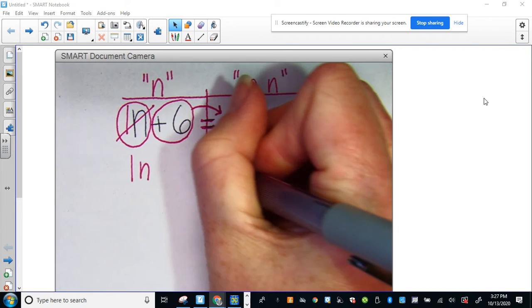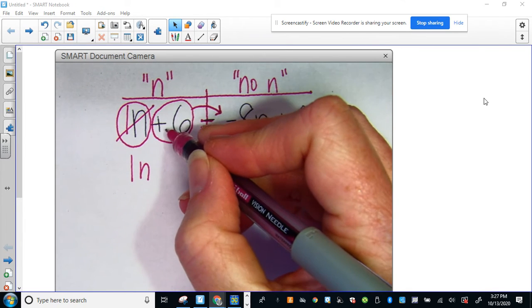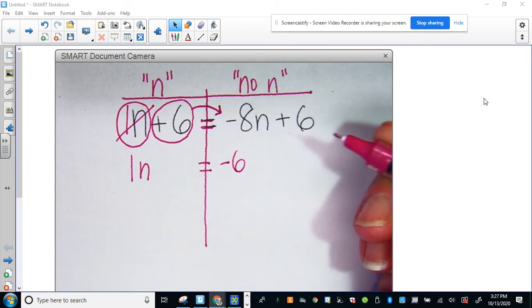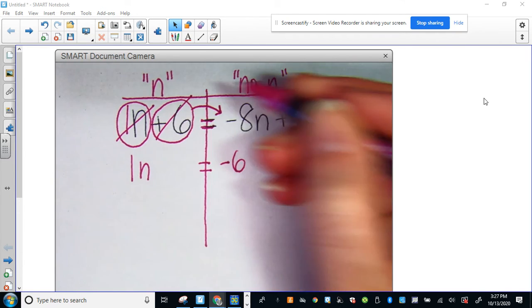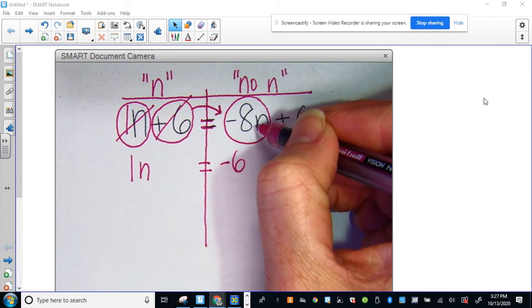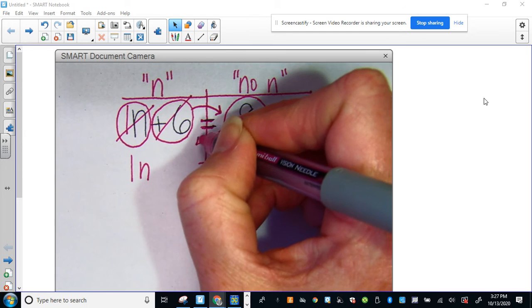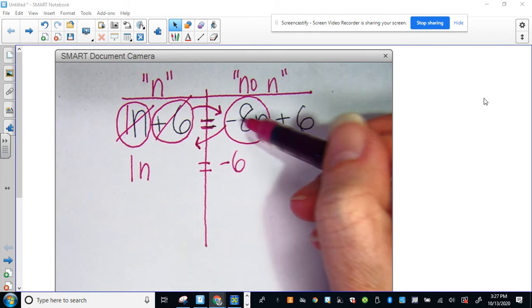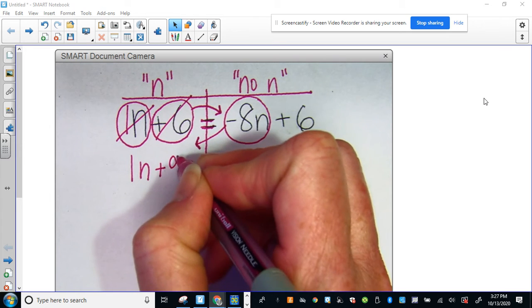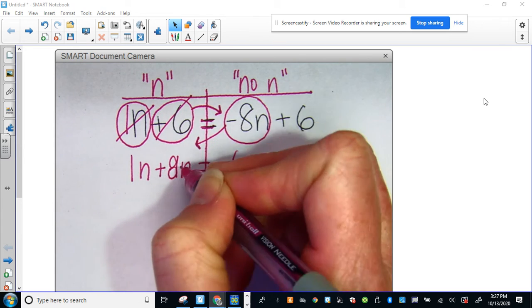When it travels to the other side of the line, it becomes the opposite. So here it was a plus 6. So over here now it's going to become a minus 6. Now we have a negative 8n. It has an n, so it has to go to the n side. Same as before, this was a negative 8n. So now it's got to become a positive 8n.